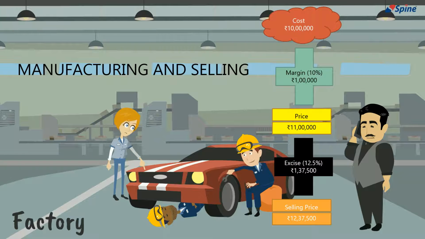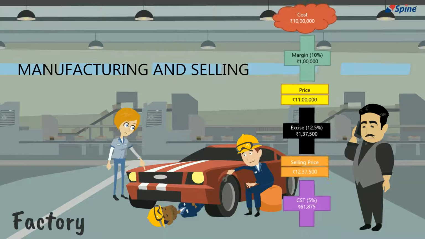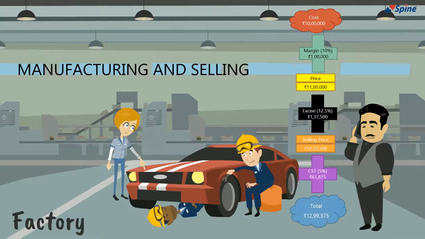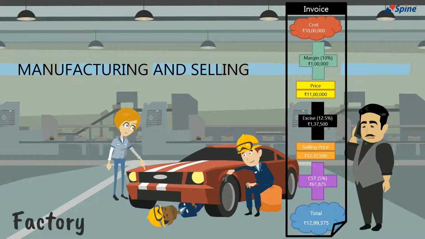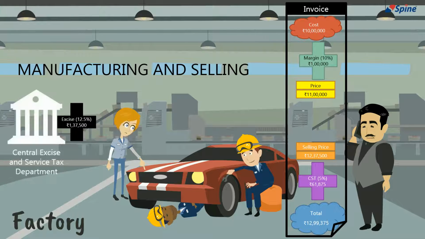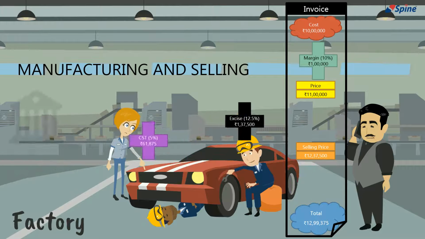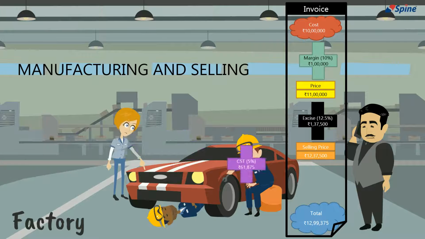Let's say that Mustang is being sold interstate. So, CST of 5% would be added. That would make the total cost of the car ₹12,99,375. This value is what would be charged from the distributor through the invoice. Now, the tax component of excise is paid to the Central Excise and Service Tax Department, as discussed previously. And CST is paid to the State Excise and Taxation Department. So, this invoice is sent with the goods from the manufacturer to the distributor.